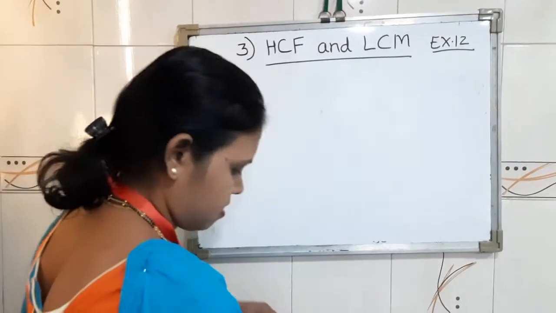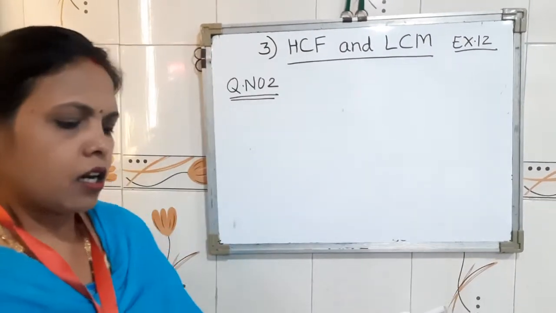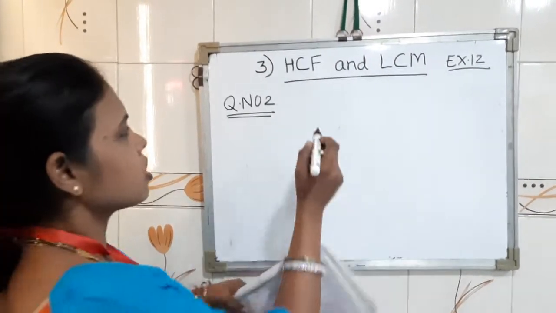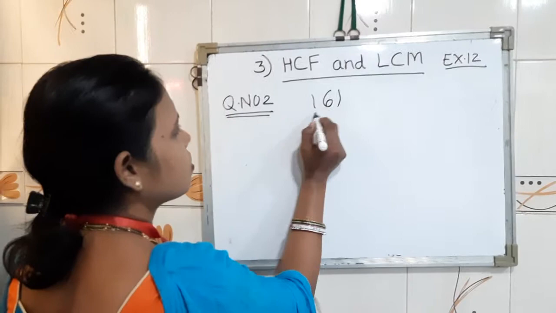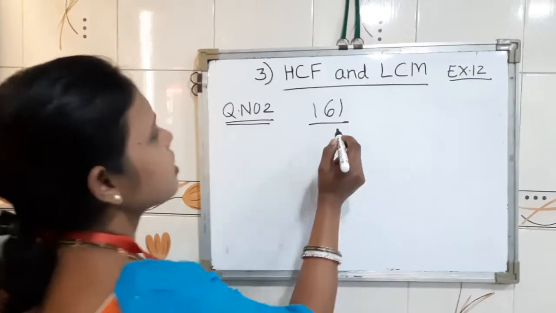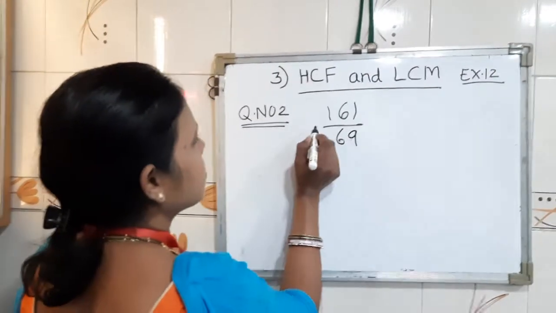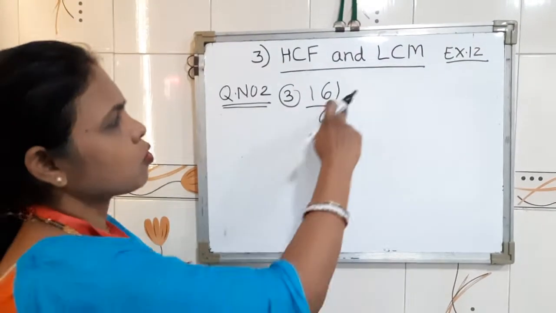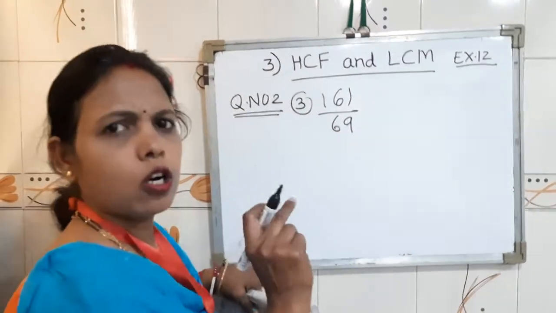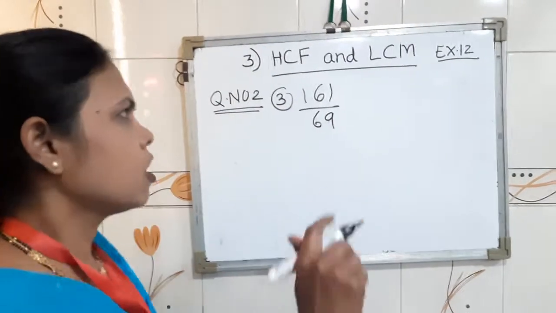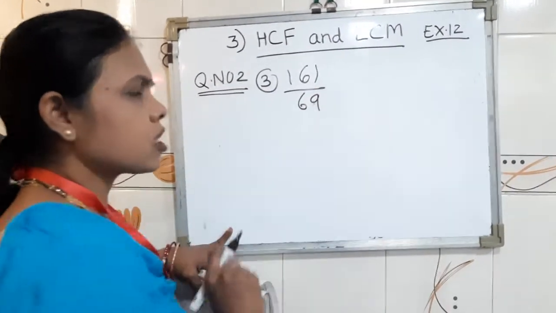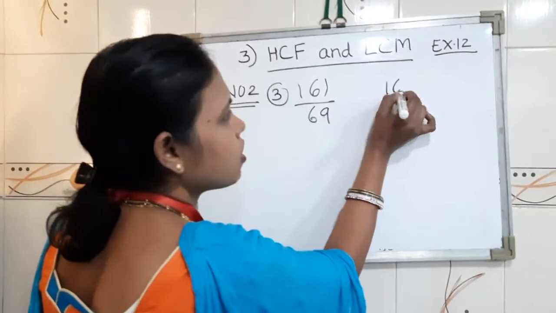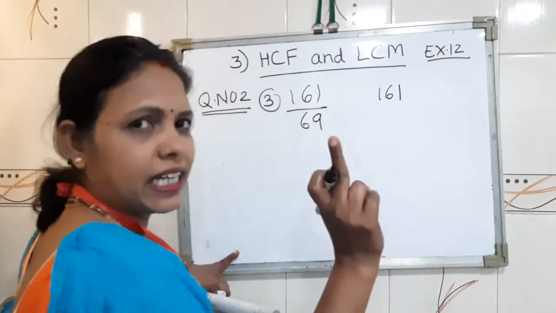I will solve question number 3. That is 161 upon 69. Question number 3 is given. So for this one also, the first point: out of both these numbers, which one is greater? 161. Therefore, this 161 will be the dividend.